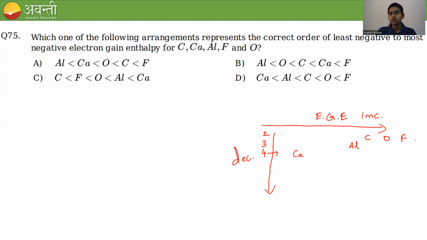So the high value of electron gain enthalpy, that is the more negative value, is for fluorine because it increases across the period, right? Fluorine is having the highest value. Then it is oxygen, then it is carbon. But on moving down the group, it decreases, meaning aluminium is having a higher value than calcium. So next comes aluminium, then calcium. So it is given in option D, right? Calcium, aluminium, carbon, oxygen, and fluorine. So this is the answer for this question.